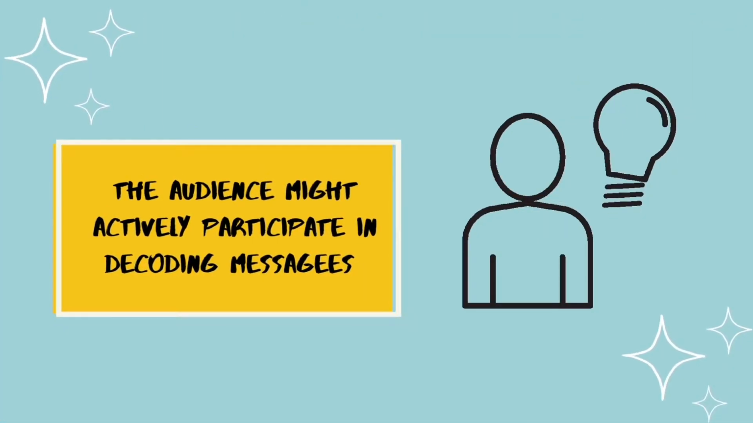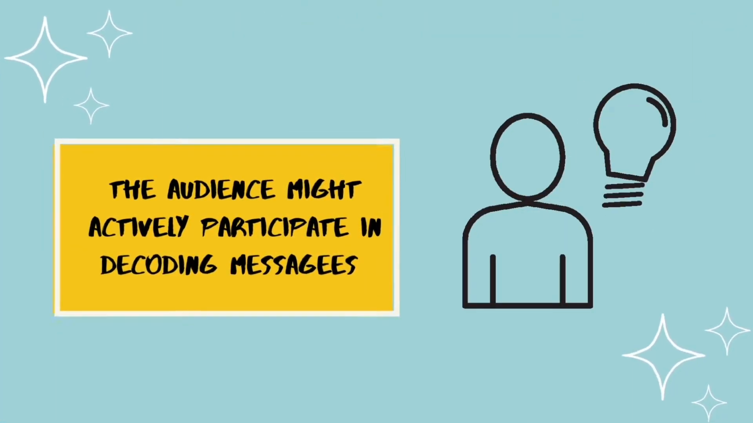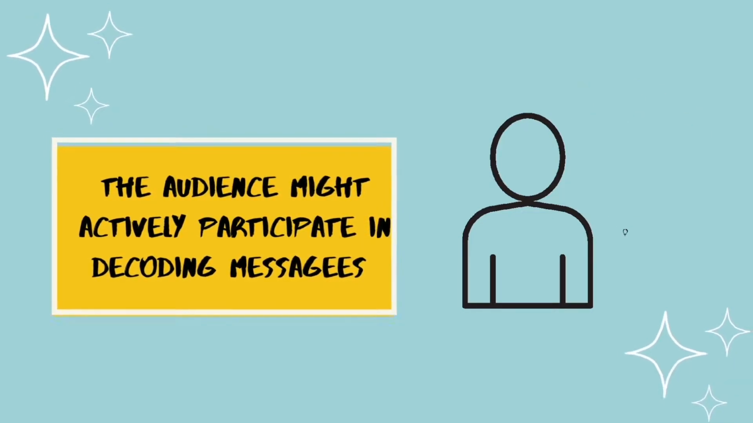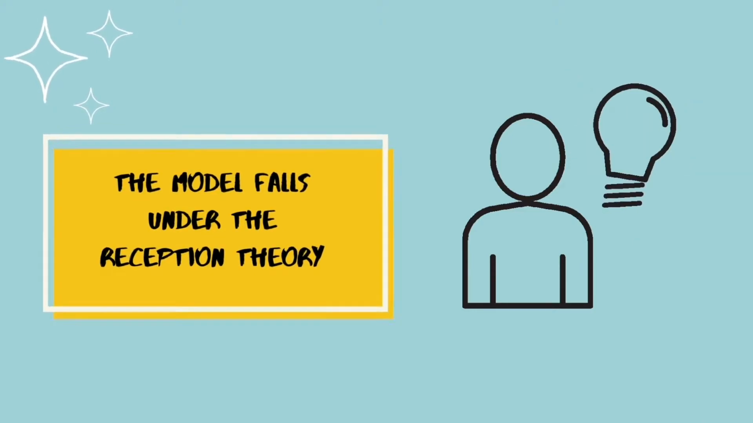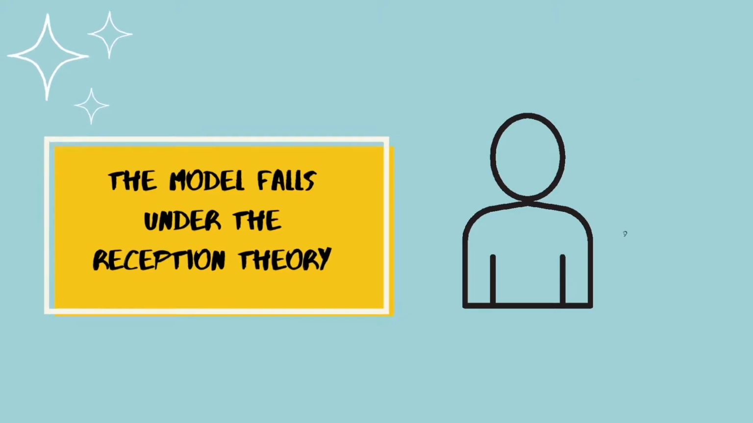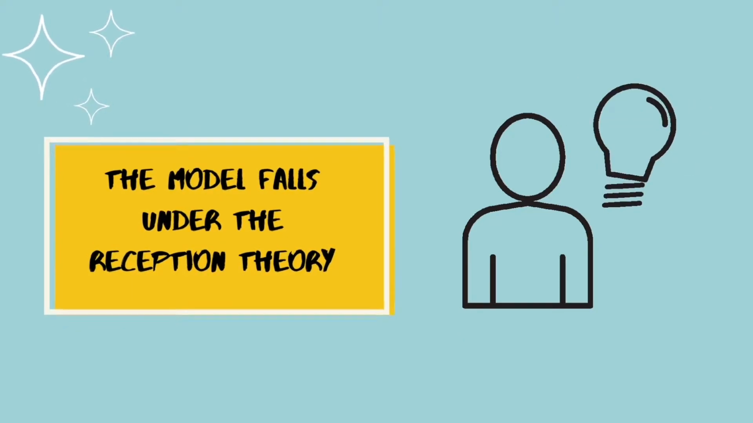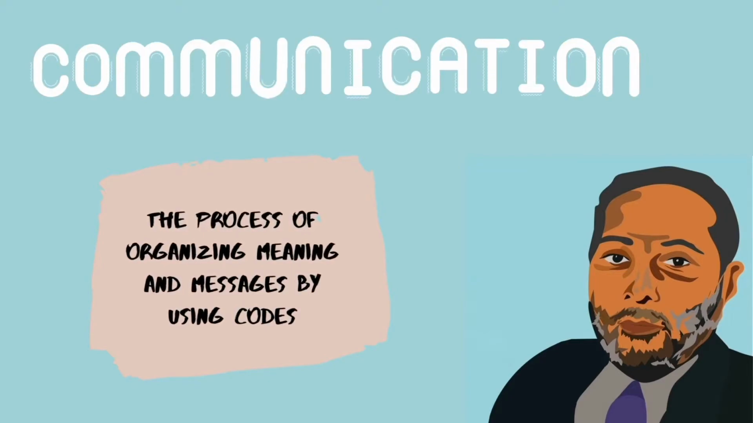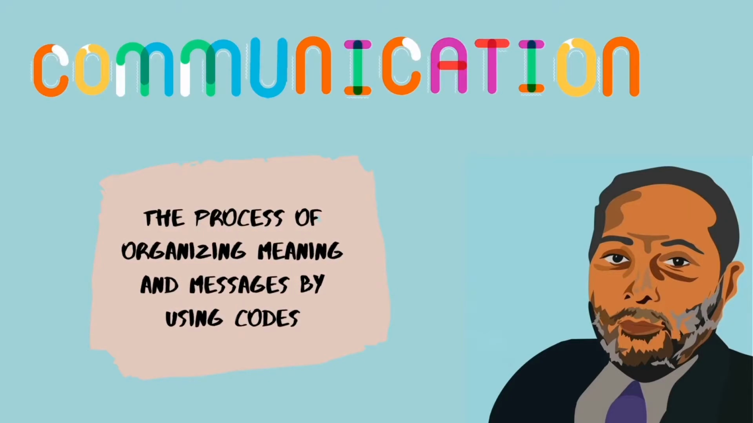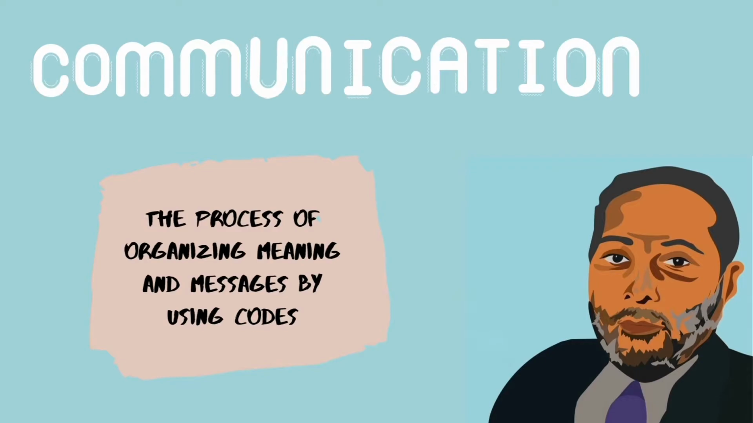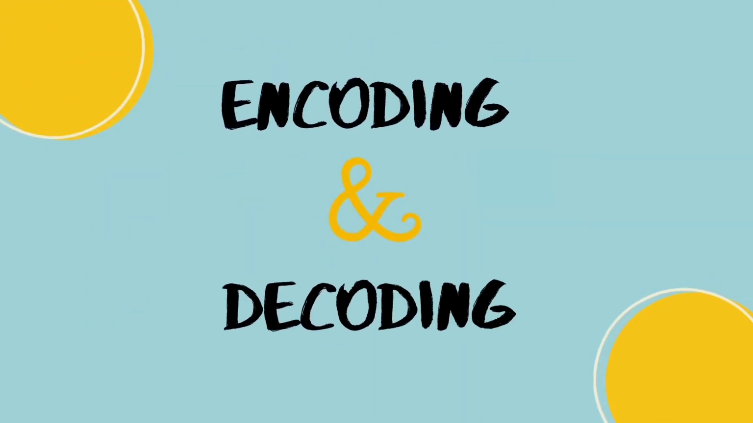Hall proposed that audience might actively participate in decoding messages by drawing on their own social contexts. The model falls under the reception theory as it assumes the audience to be active in the process of making meaning from a media text. According to Hall, communication is the process of organizing meaning and messages by using codes. In this process of organizing messages through codes, there are two determinate moments, which are encoding and decoding.